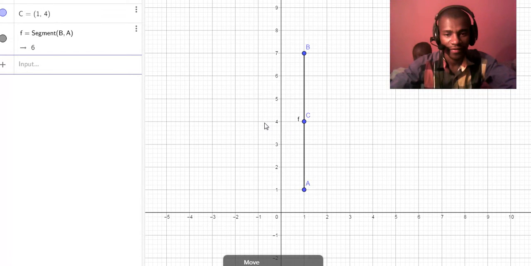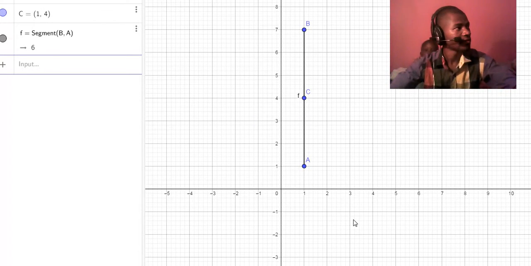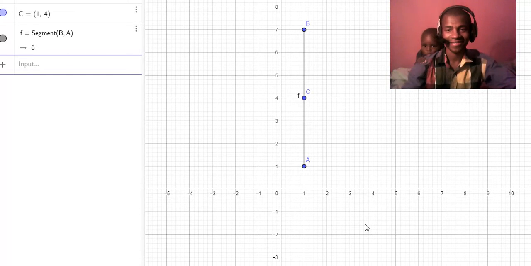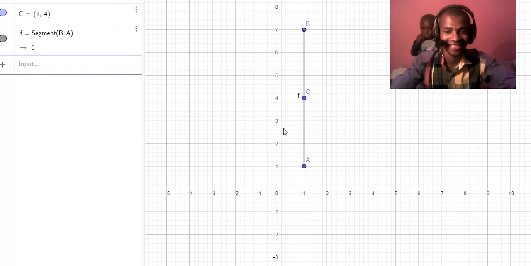So this is our plane here, and yes, this is my boy, a little boy. He's also a good mathematician. Hi Junior. Welcome to the class. Yes, so here we go.